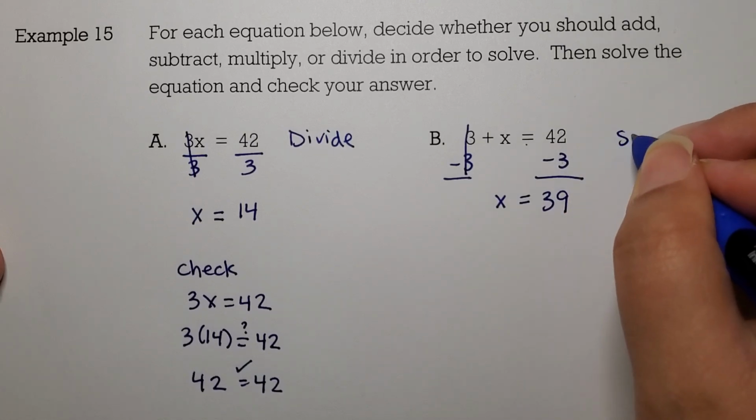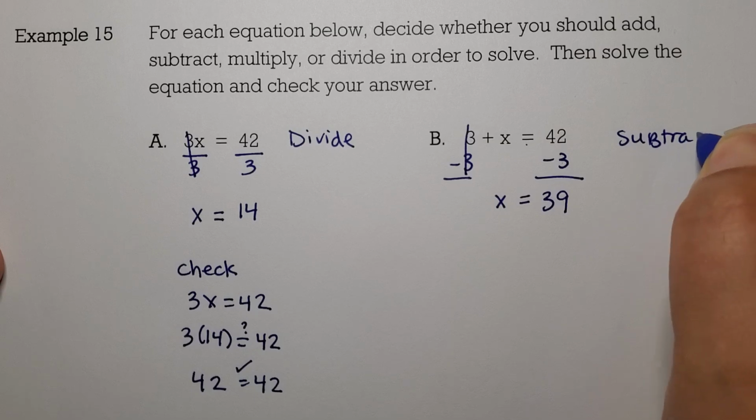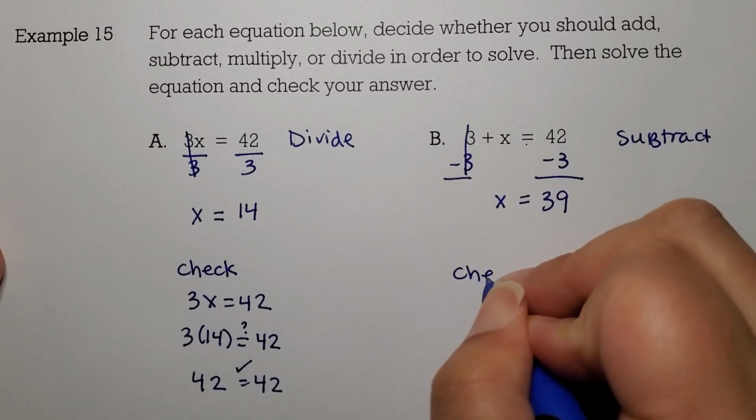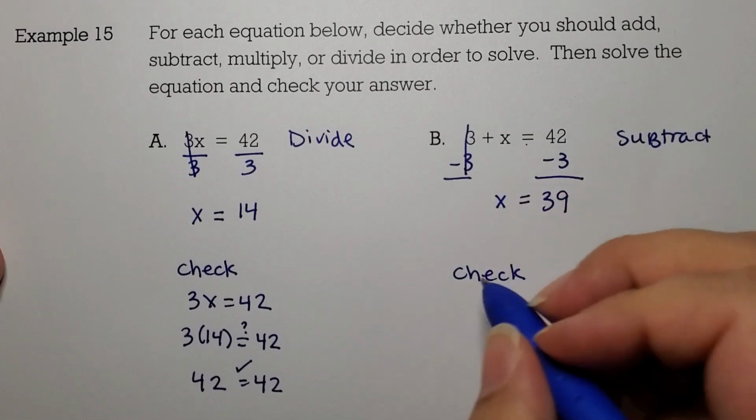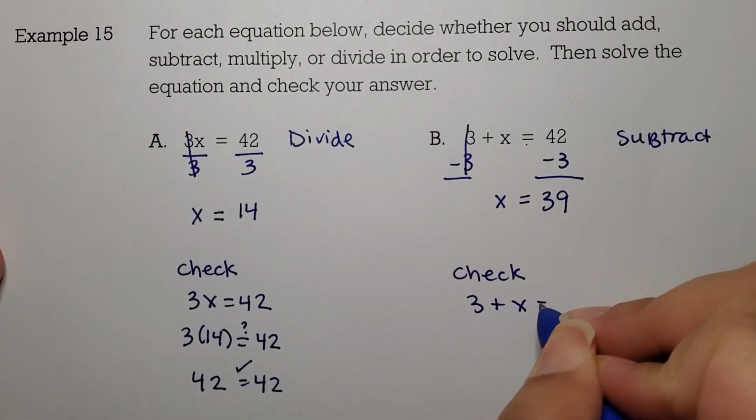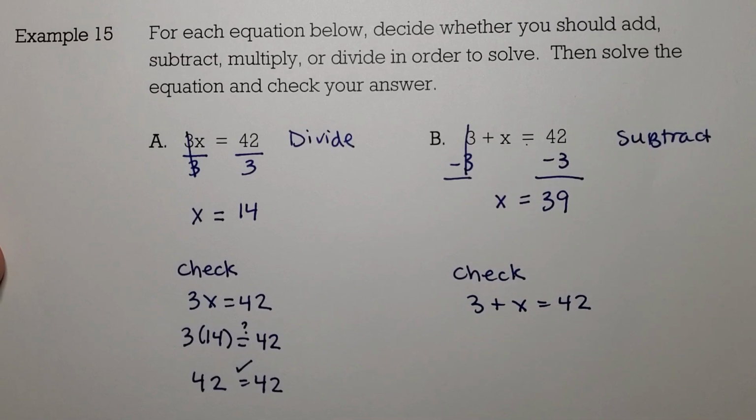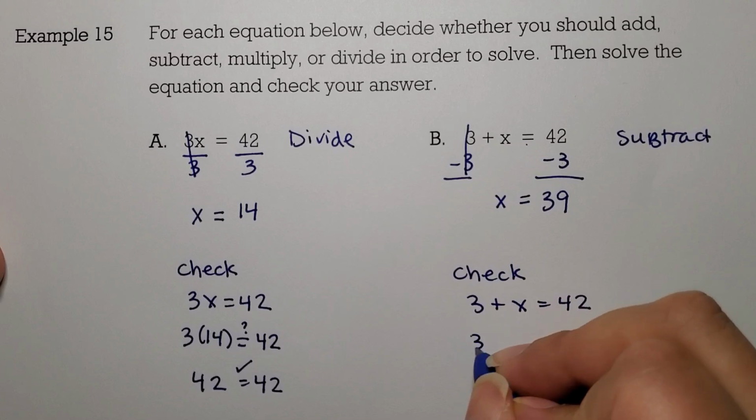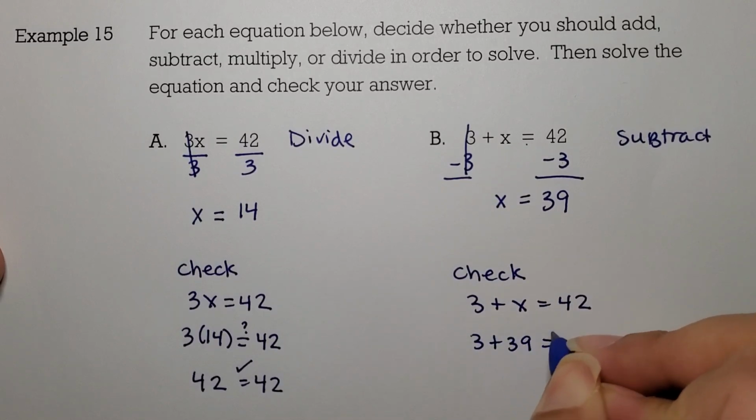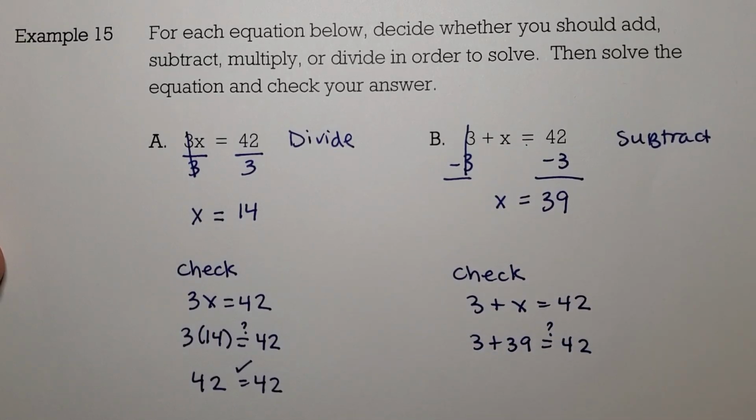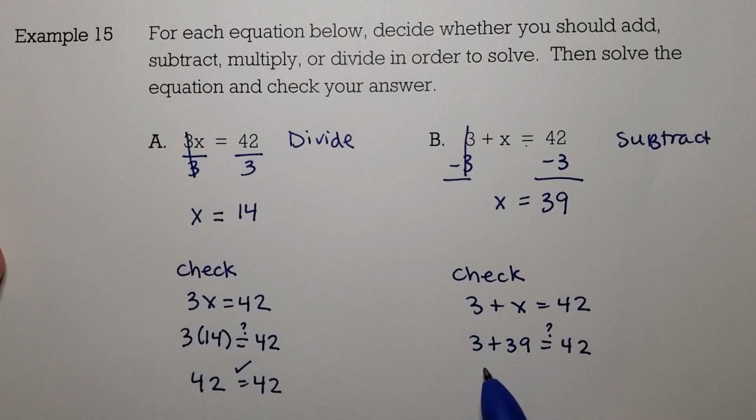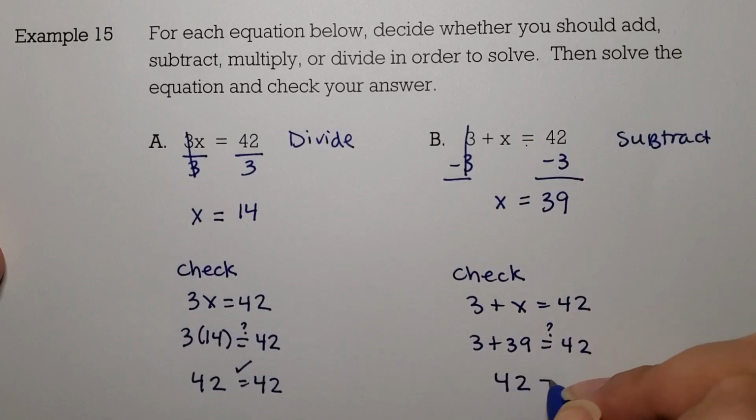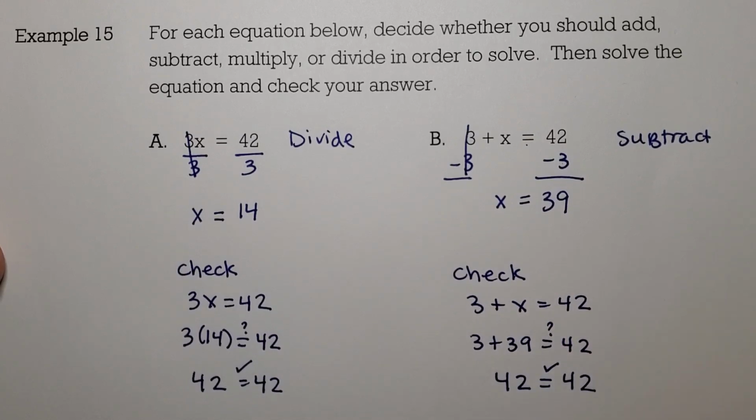Oh, and I forgot to write, we were going to subtract to solve. So for my check, our equation is 3 plus x equals 42. So I'm going to substitute 39 in for x and see if we get a true statement. So 39 plus 3, 39, 40, 41, 42 is indeed equal to 42.